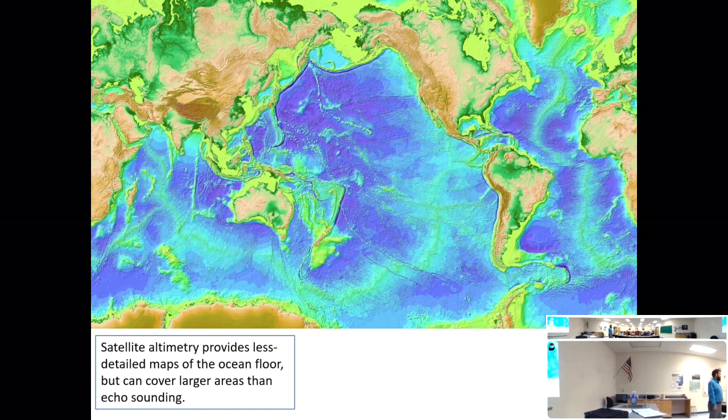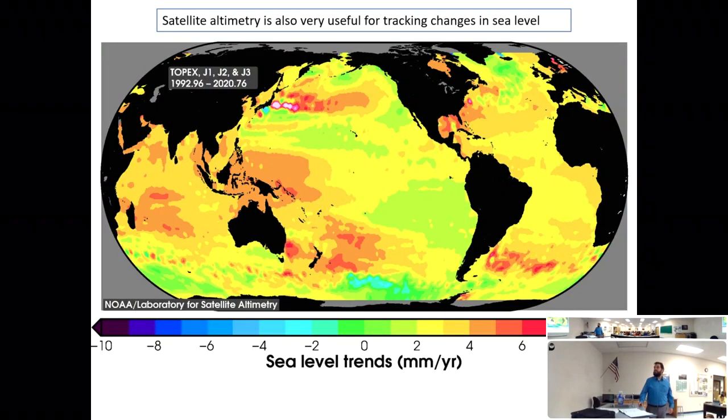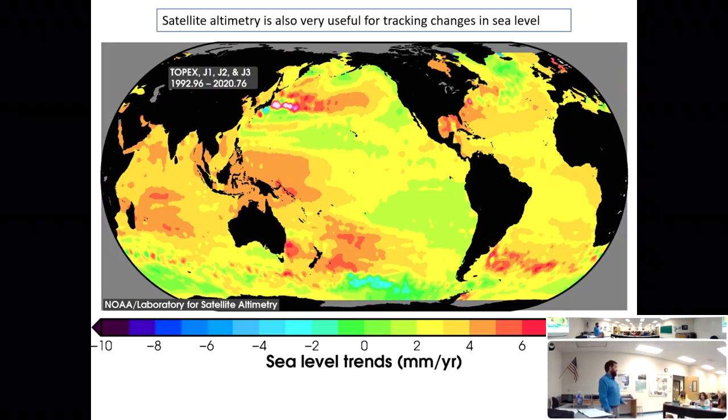Okay. And you can see it gives you a very good general idea of how deep the oceans are in different parts, but it doesn't give you the detail you would get with echo sounding. Okay. Another big deal with this is satellite altimetry is very, very good at telling us changes to ocean levels.